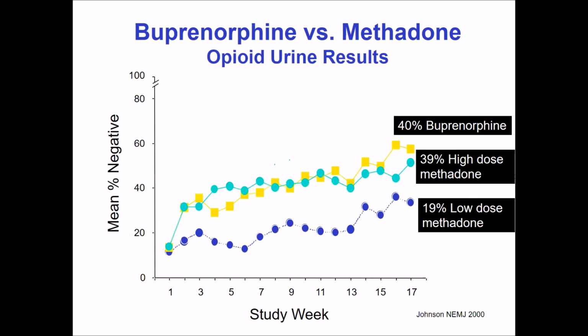In terms of urine toxicology screens, buprenorphine was almost identical to high-dose methadone in helping people achieve negative urine drug screens by the end of the study. So the take-home point here is buprenorphine and methadone are equally effective in terms of helping people enter recovery. Methadone is probably more effective in OTPs for keeping people in treatment longer.